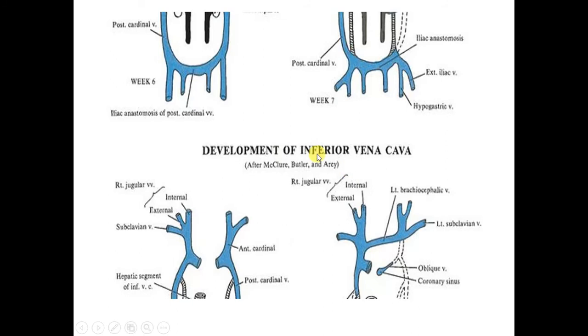Here is a simple diagram shown by McClure, Butler and Erie. They have shown through these simple diagrams how the venous system develops. And weeks are shown here, that is week 6, week 7, and then the further development.